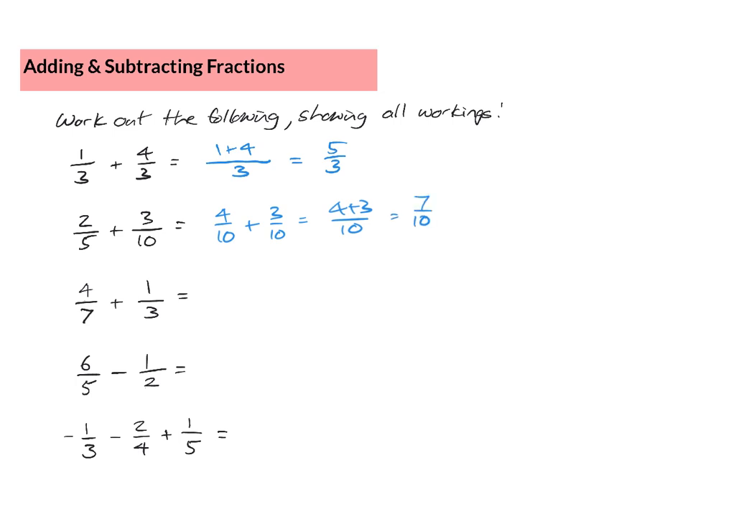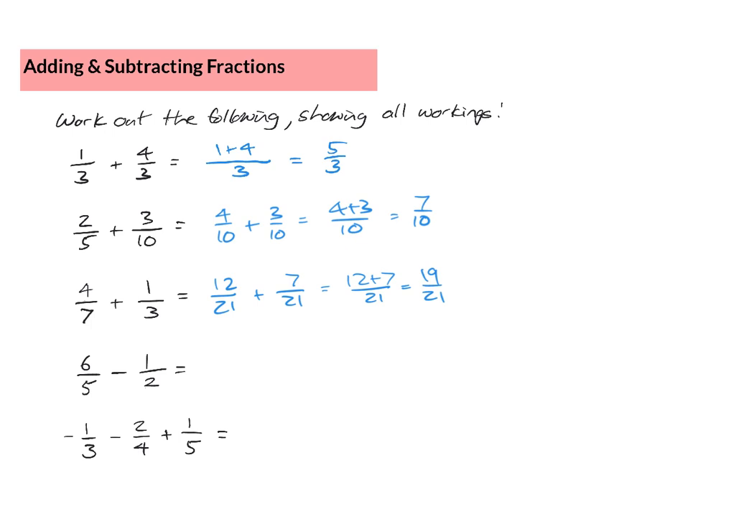The next one, I have to change both fractions. I'm going to choose a denominator of 21 because 7 times 3 is 21. So here I'm going to do 4 times 3 is 12, so 4/7 is 12 over 21, and 1 times 7 is 7, so 1/3 is 7 over 21. Now I can just do the 12 plus the 7 over 21, which is equal to 19 over 21.